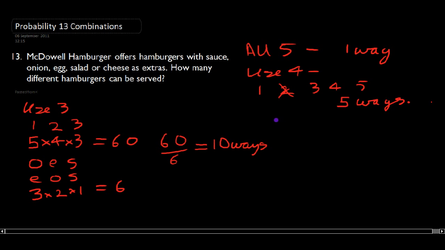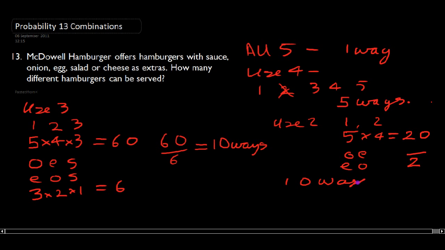Let's look at using 2. So we position them 1, 2, there is 5 times 4 ways that can be done, which gives us 20. Now if we got onion egg or egg onion, there's obviously 2 ways those can be arranged, which actually gives us the same burger. So we're going to divide by 2 to get our number of ways. So using 2 we have 10 ways as well. We do 20 divided by 2.